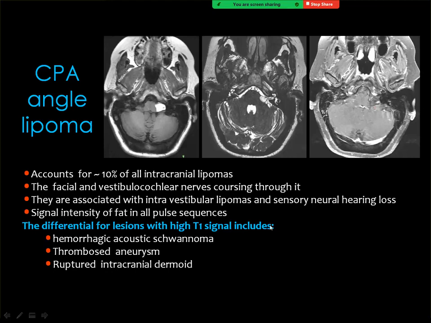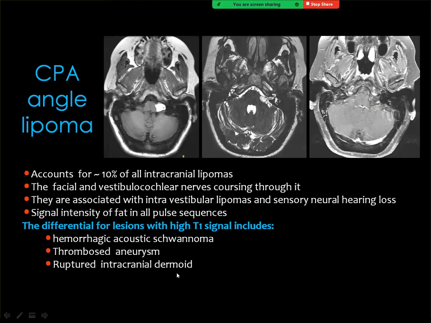And one of the conditions which hinder the surgery is that the facial and vestibulocochlear nerves are crossing through or coursing through the lesion. This lipoma may cause sensorineural hearing loss. Then the differential diagnosis may include hemorrhagic acoustic neuroma, which will not show fat suppression in fat suppressed images. Thrombosed aneurysm will also not be suppressed in the fat suppression.